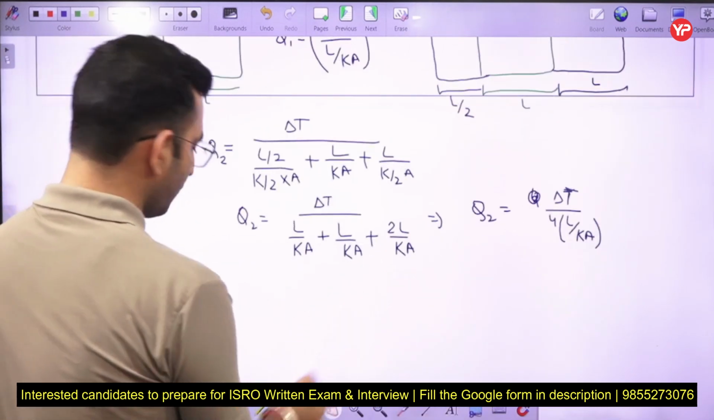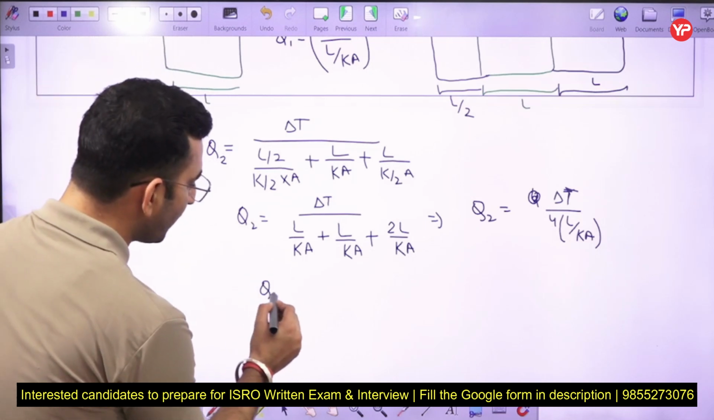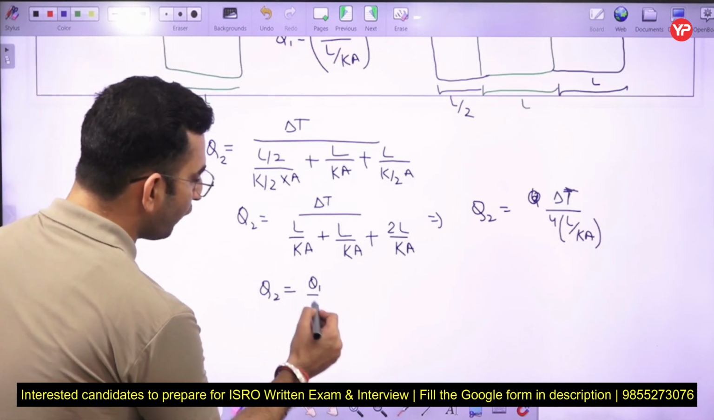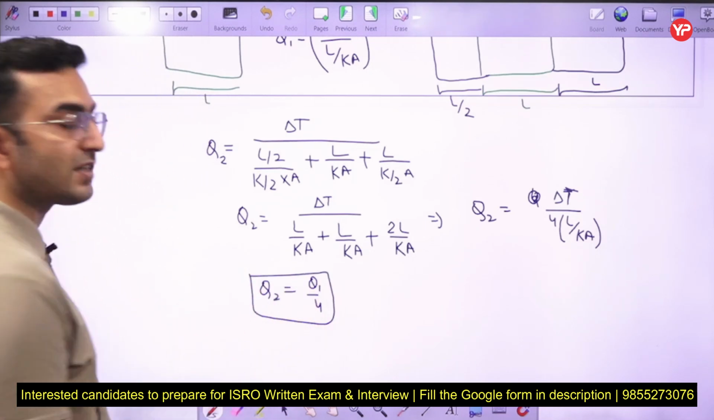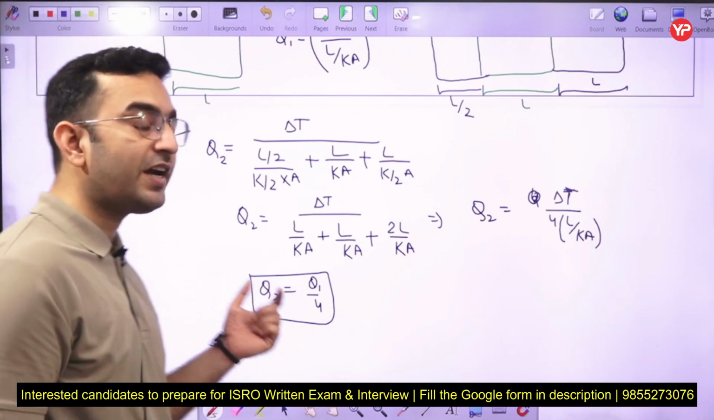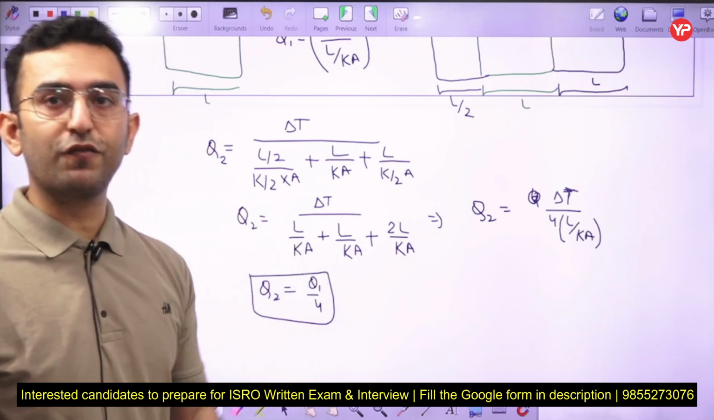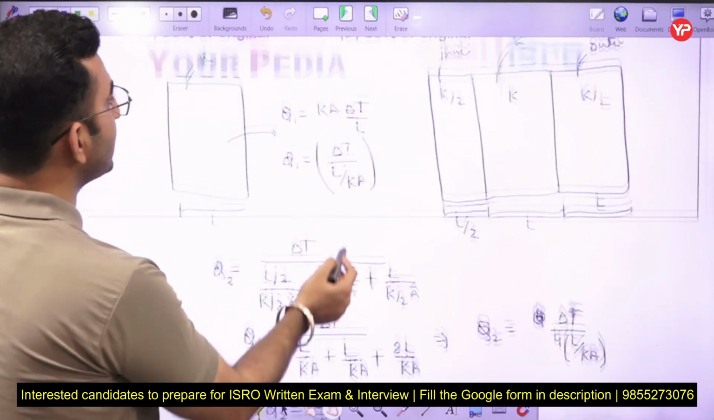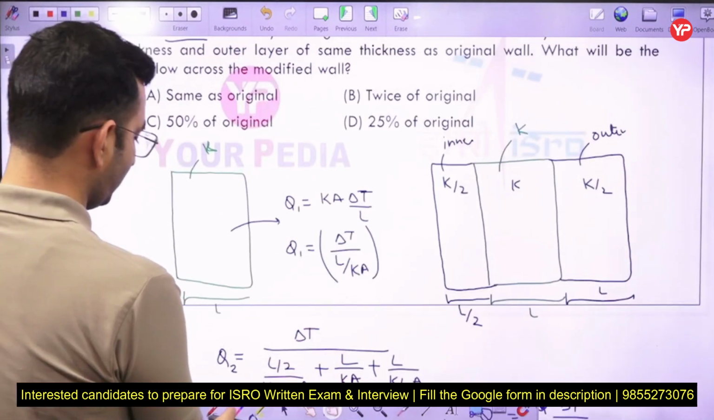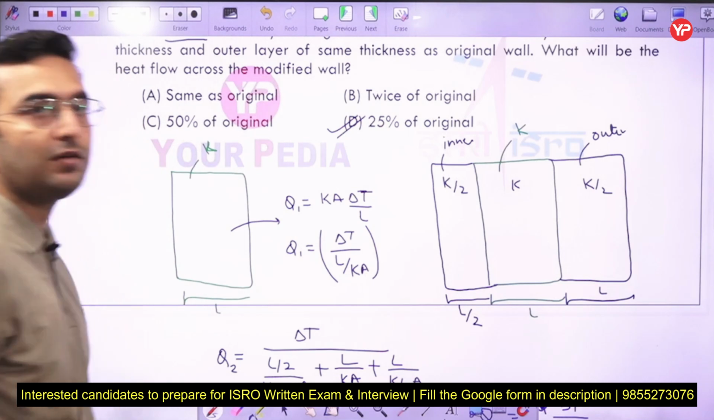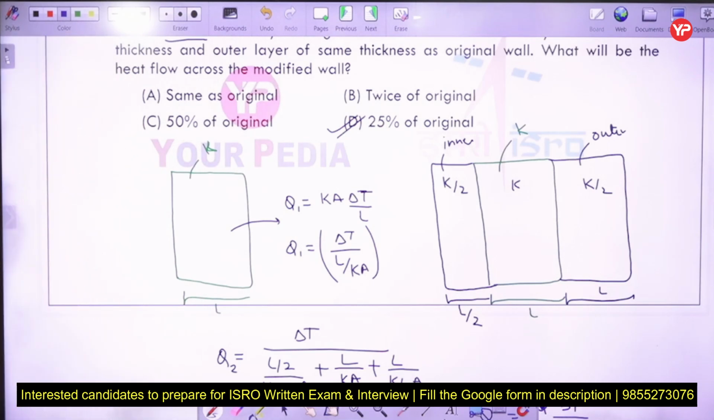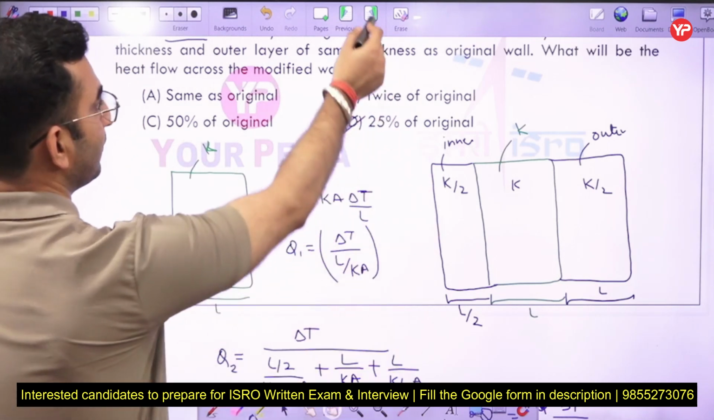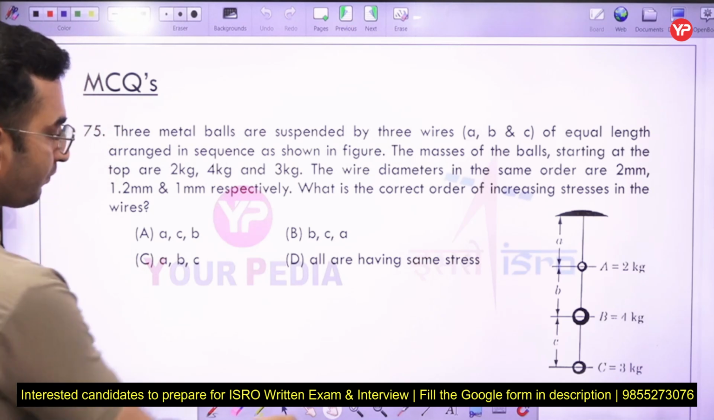So you can see Q2 is going to be equal to Q1 upon 4. That simply means the modified heat flow is equal to 25% of the initial heat flow. Okay, so here option D is going to be the correct answer. The heat flow is going to be 25% of the original one. Next question.